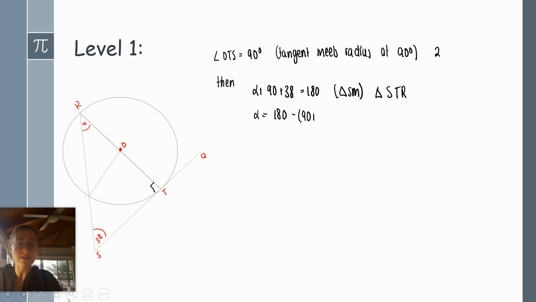Take everything to the other side. I'll get alpha equals 180 minus 90 plus 38. So alpha equals 52. And I've just highlighted there which triangle I was referring to.